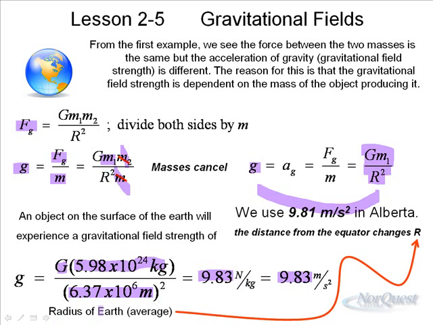But in different parts of the Earth, such as in North America or Canada, we're a little closer to the center of the Earth, and therefore our gravitational field strength is a little bit different. So we use 9.81 meters per second squared, or 9.81 newtons per kilogram in Alberta. The distance from the equator changes r, and therefore no matter where you are on the Earth, g could be a little bit different depending on your location.